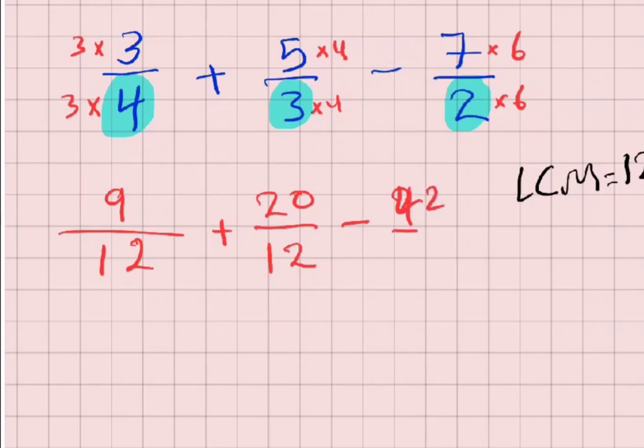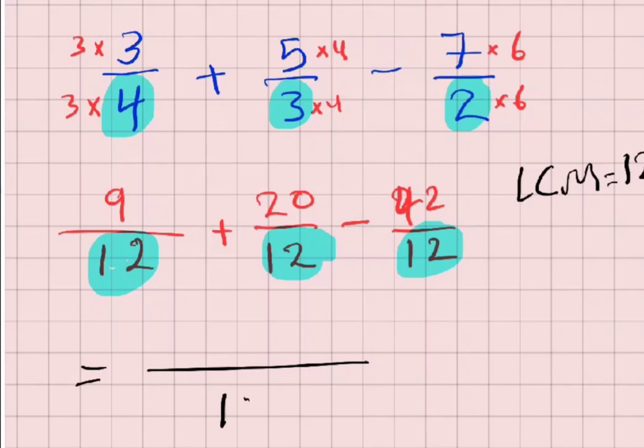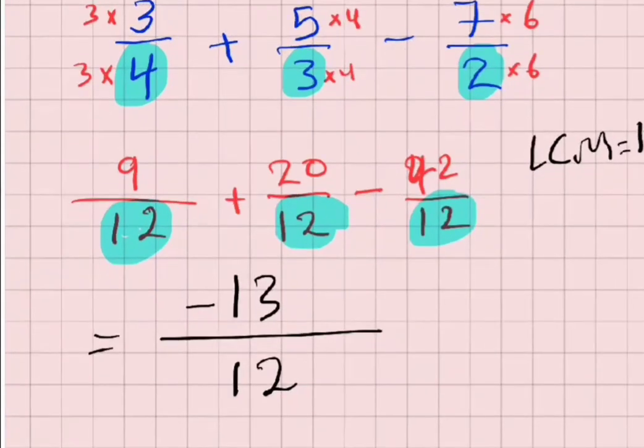Now that we have the same denominator, we can combine the numerators. 9 plus 20 is 29, and 29 minus 42 is negative 13. So this is the final answer. It's negative 13 divided by 12.